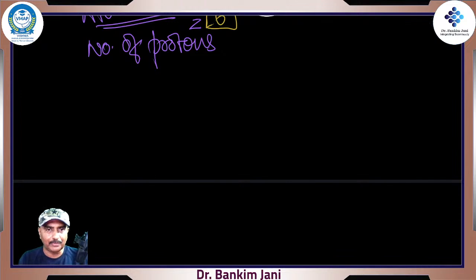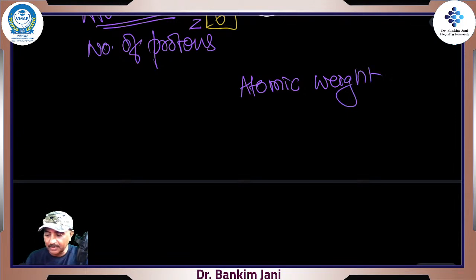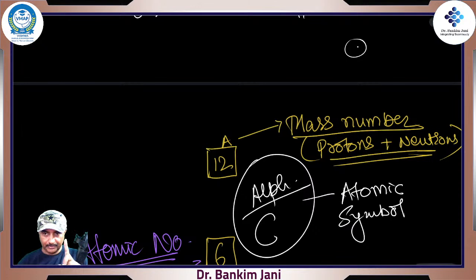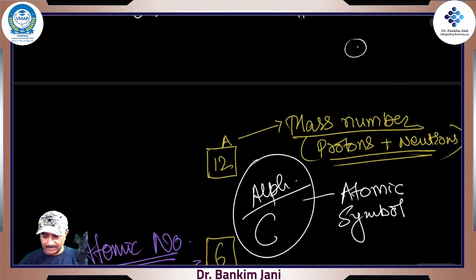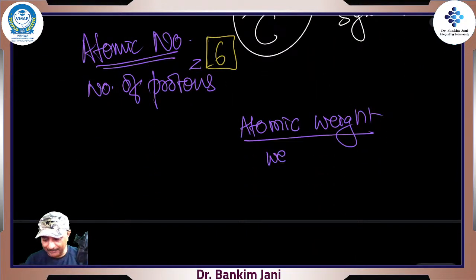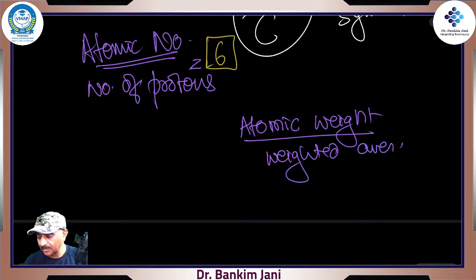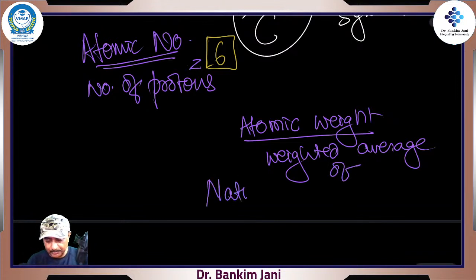So atomic mass is the sum of protons and neutrons in a single atom. And atomic weight is another concept. We saw two things: mass number, first, protons plus neutrons, and atomic number, the number of protons. Then comes atomic weight. Atomic weight is the weighted average of the atomic mass. But weighted average of what? Of the natural, stable isotopes of that element. Weighted average of natural isotopes.